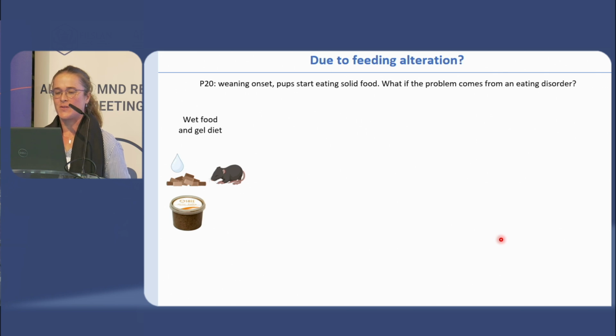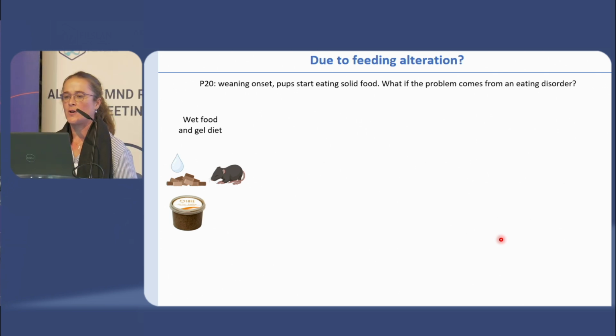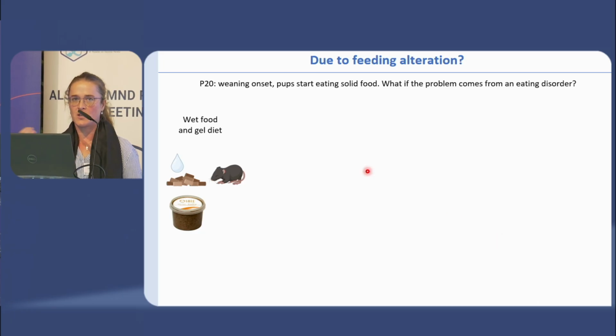First, we were thinking that it might be due to alteration of the eating process. You might know that P20, the age at which half of the pups died, is the weaning onset. So maybe our perinatal abnormal death was due to a problem starting to eat solid food.